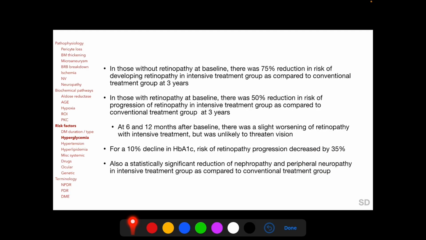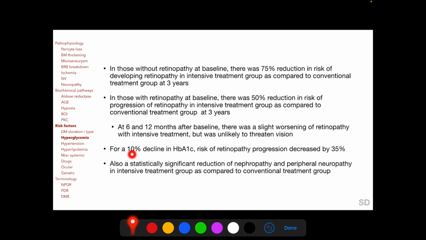The DCCT found that in those without retinopathy at baseline, there was a 75% reduction in risk of developing retinopathy in the intensive treatment group as compared to the conventional treatment group at 3 years of the study, and among those with retinopathy at baseline, there was a 50% reduction in risk of progression of retinopathy in the intensive treatment group as compared to the conventional treatment group at 3 years of the study. But at 6 to 12 months from baseline, there was a slight worsening of retinopathy with intensive treatment, which was unlikely to threaten vision.